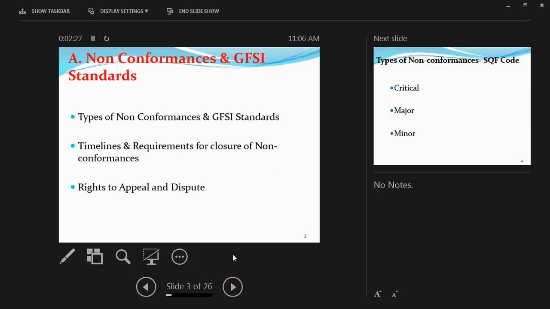Before we get into the details of corrective action, root cause analysis, and tools used in root cause analysis, I would like to explain the types of nonconformances or nonconformities from the GFSI standard perspective, their timelines, and requirements for closure of nonconformances, and your rights to appeal and dispute auditors' findings should you feel they're not justified, because you have every right to dispute auditors' findings should you feel they're not justified. And I'm going to explain these things in the next few slides. I'm not sure whether you are certified to SQF or BRC or IFS or FSSC, and that's why I have included all the standards in my presentation.